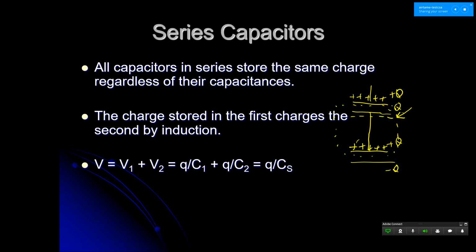So that's why they say here that there's going to be a voltage drop across each capacitor, and the charge is always going to be the same. Notice it's always the same Q, regardless of what the capacitor is. The capacitance 1, capacitance 2, capacitance S, doesn't matter, because the charge on them, if they're all in series, is going to be the same.